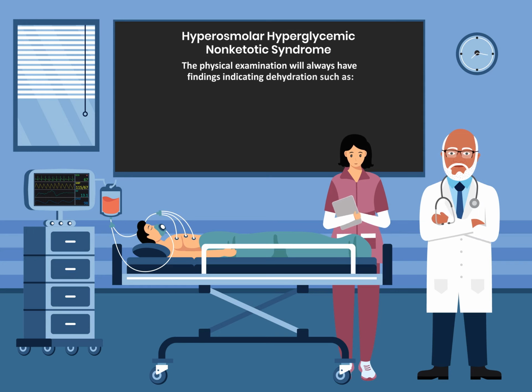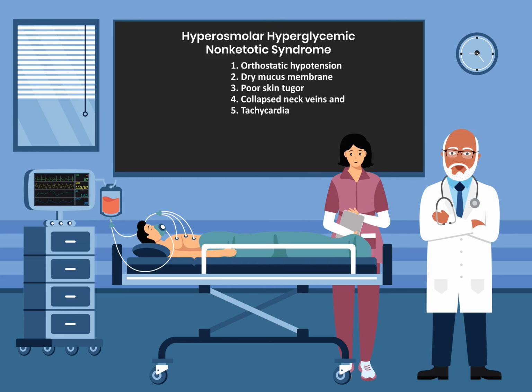The physical examination will always have findings indicating dehydration, such as number one, orthostatic hypotension, number two, dry mucous membranes, number three, poor skin turgor, number four, collapsed neck veins, and number five, tachycardia.